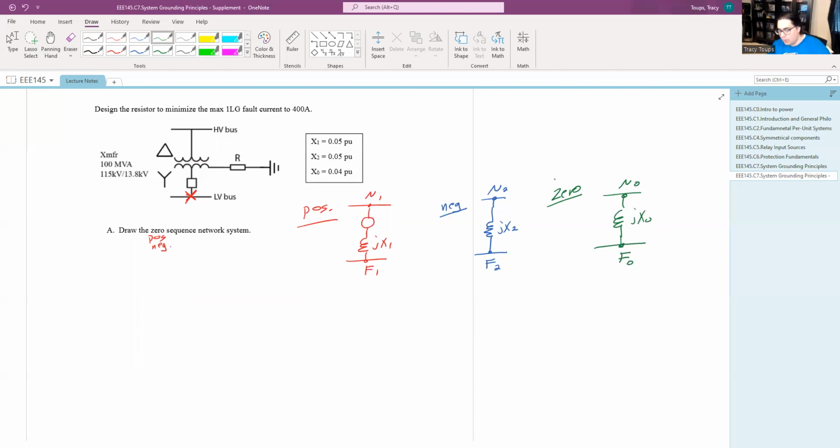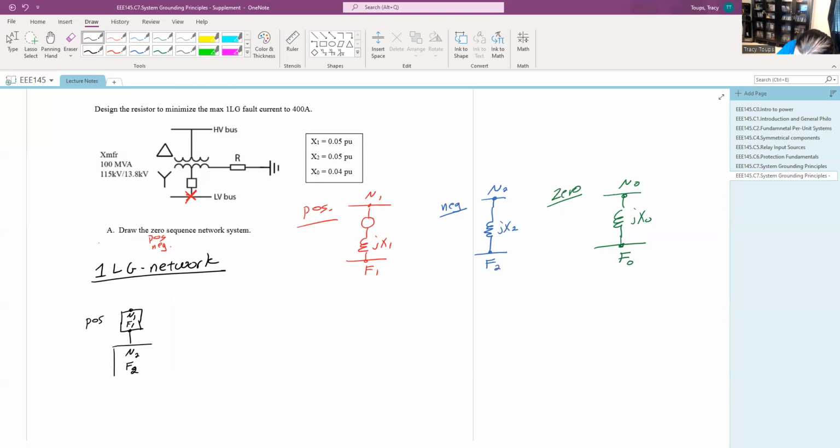Now, we're going to combine all this together into a single line to ground fault network. If you go back to your symmetrical components chapter, you will see that the way to do this is you've got to put all the positive, negative, and zero sequence components in series. You have an N1, F1. This is your positive sequence network. Then the negative sequence network is in series.